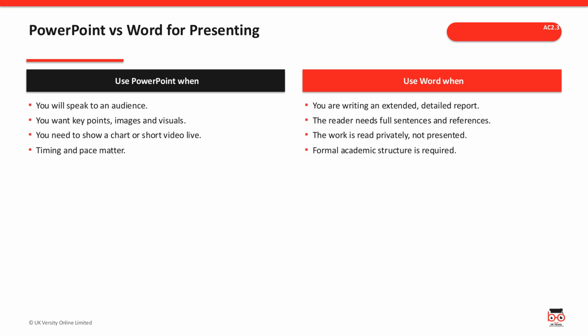PowerPoint and Word solve different problems, so knowing when to use each matters. Reach for PowerPoint when you're speaking to an audience, want key points and visuals, or need to show a chart or short video, and live pace matters. Reach for Word when you're writing an extended, detailed report that a reader will work through privately, with full sentences, references, and formal structure. Pitching an idea in a meeting is slides. A 3,000-word report is Word.